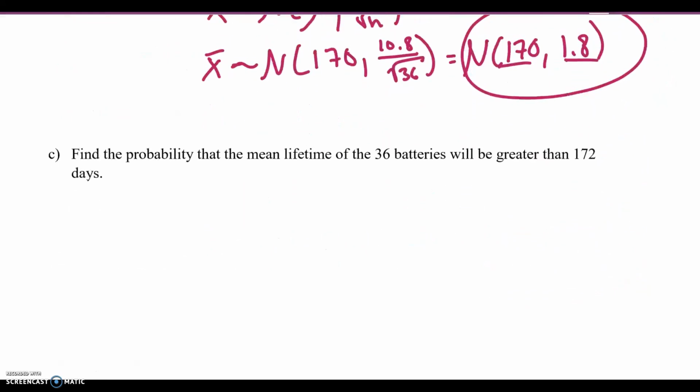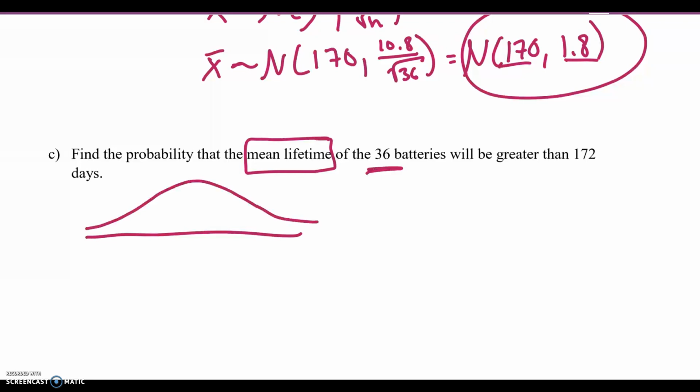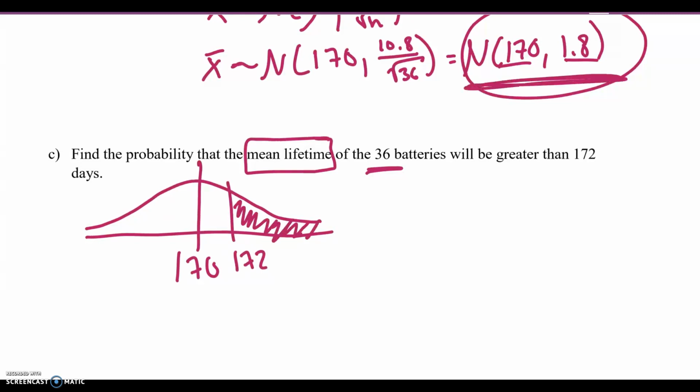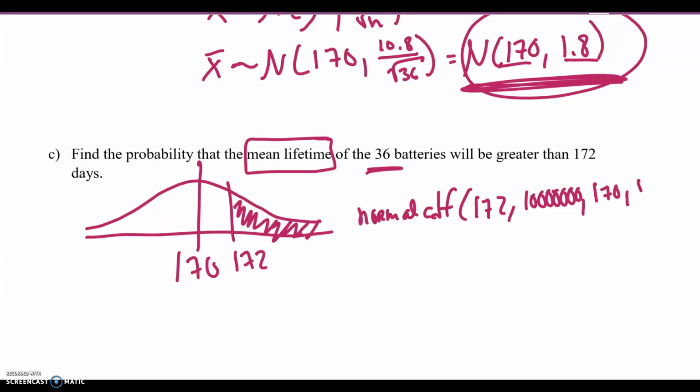Part C: find the probability that the mean lifetime of 36 batteries will be greater than 172 days. Notice here we're talking about the mean lifetime, not the lifetime of just a random battery. We want the mean of these 36 batteries. We know that the mean is 170 and we want it to be greater than 172. We're going to use the information we found here, so it's going to be normal CDF. It starts from 172 and ends at positive infinity. The mean is 170 and my standard error is 1.8.